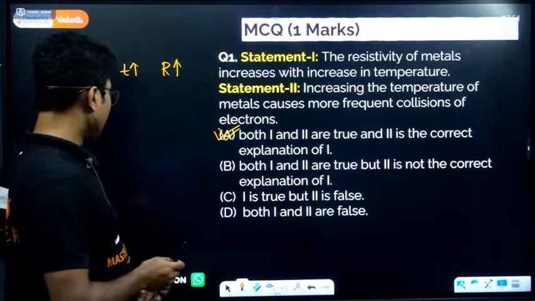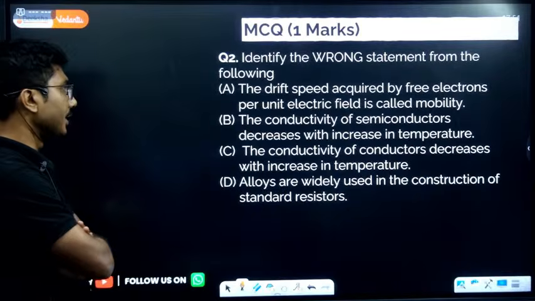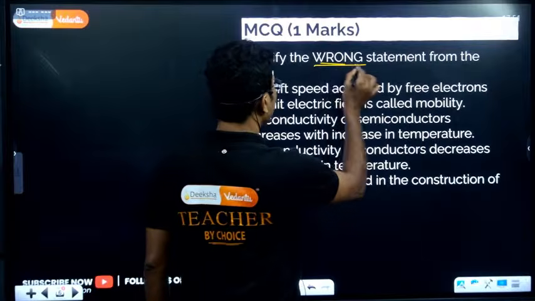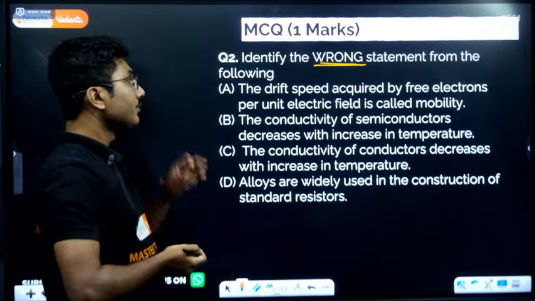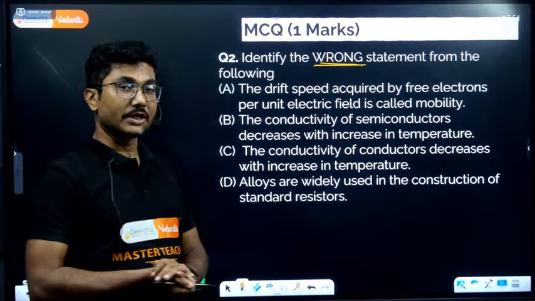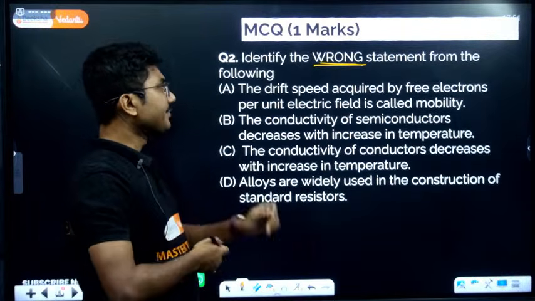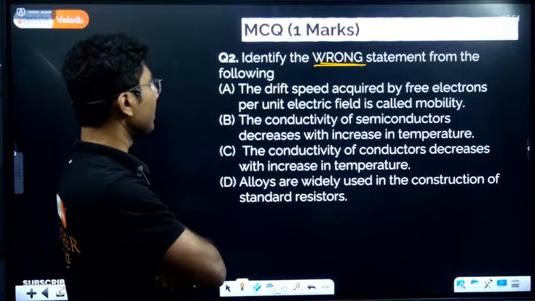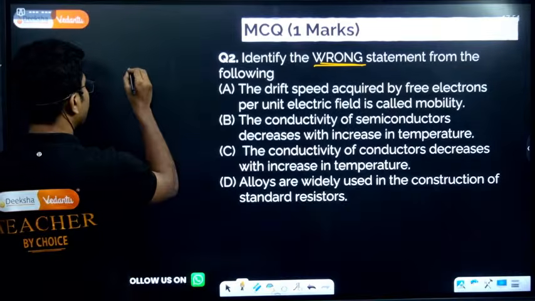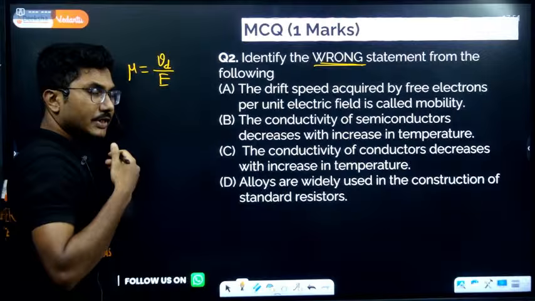Okay, now let's see. Next question, question number 2. Identify the wrong statement from the following. Wrong statement means out of the 4 things that are here, 3 of them are actually correct, only one is wrong. So that wrong statement you have to find. Not finding the correct answer, finding the wrong answer is correct here. The drift speed acquired by free electrons per unit electric field is called mobility. So mobility is defined by drift speed per electric field. So this is correct.